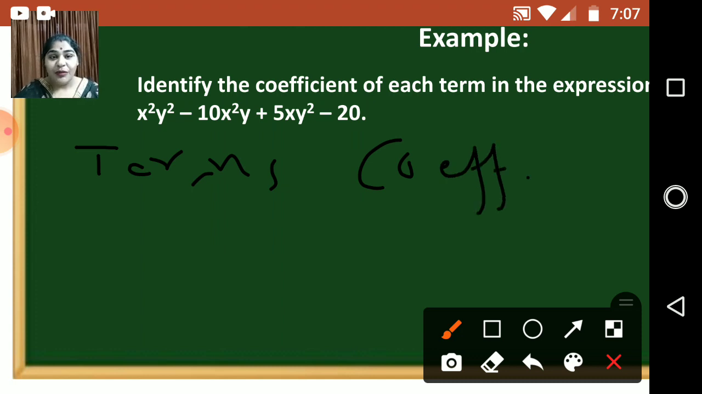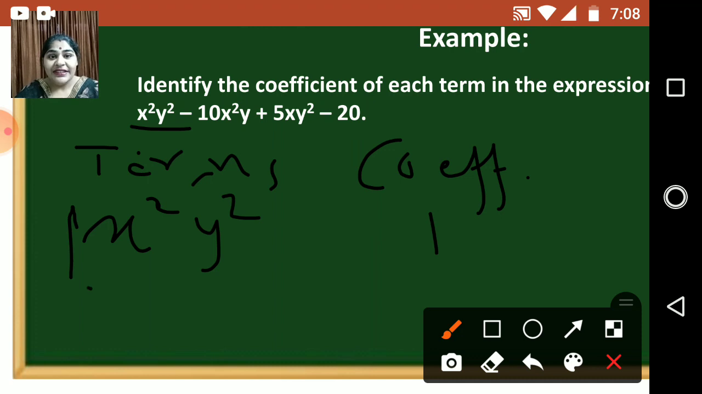Okay, so now what is the first term, children? You can see here, that is in the question, that is x square y square. Okay, now what is the coefficient? You can see here nothing, no number is written, so I already told you it is 1. Okay, so the coefficient is 1.